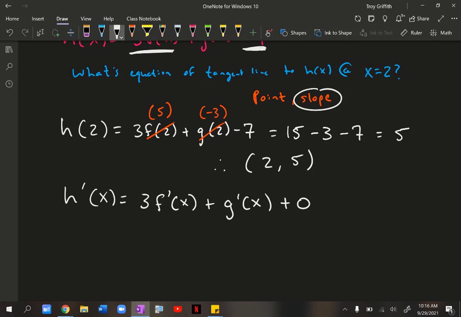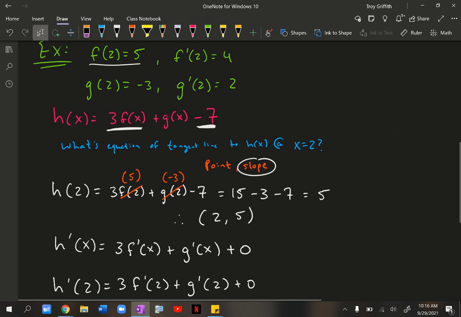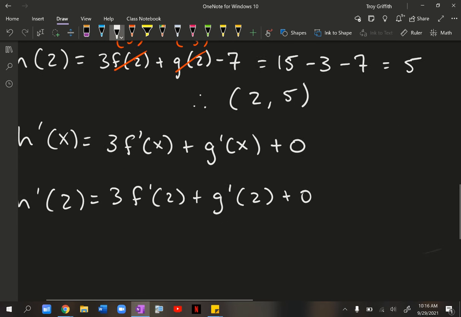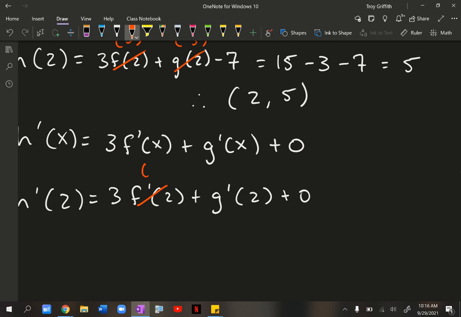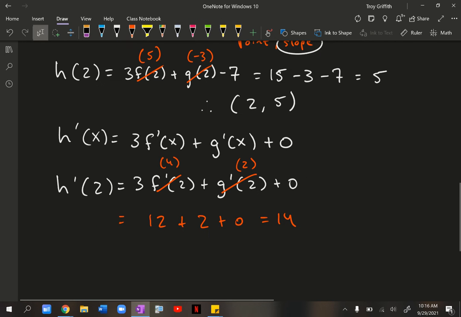Now that I've got this derivative, I can find what's h prime of 2. Well, let's try it. This would be 3 times f prime of 2 plus g prime of 2 plus 0. And I should have enough information to do this as well, because it was presented to me here that f prime of 2 was 4 and g prime of 2 was 2. So I'm going to go ahead and plug those in. F prime of 2 is 4. G prime of 2 is 2. So 3 times 4 is 12, plus 2 plus 0 is 14. So my slope of my tangent line must be 14.